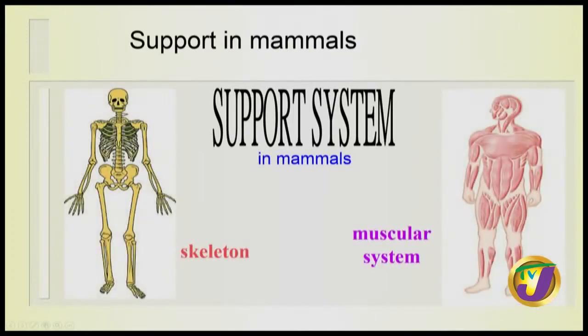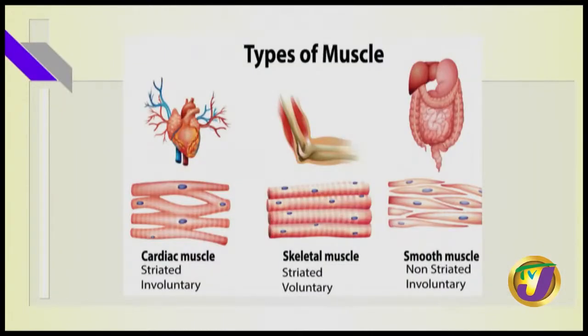So the skeleton alone can give about support in animals. As I said, there need to be muscles as well. So the two systems are involved in movement and support. Right? So we're going to look at the types of muscles because they are so important for the body as well.